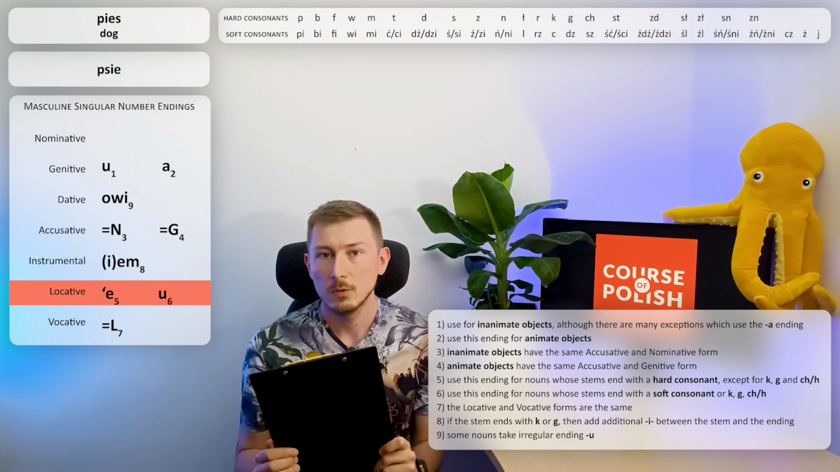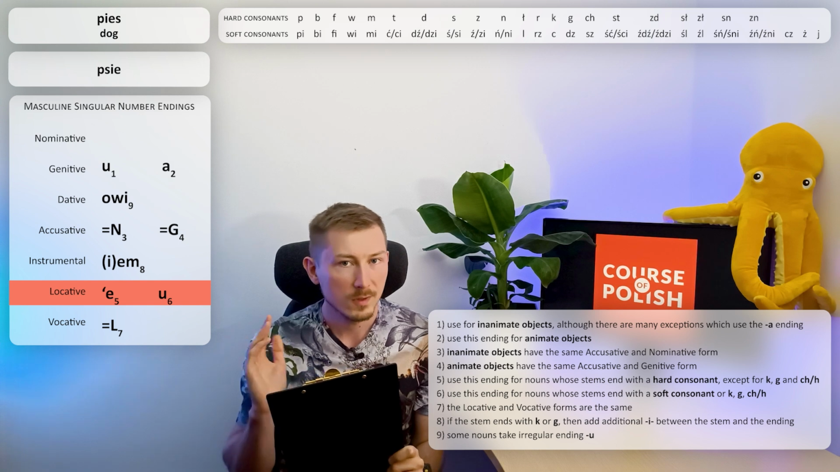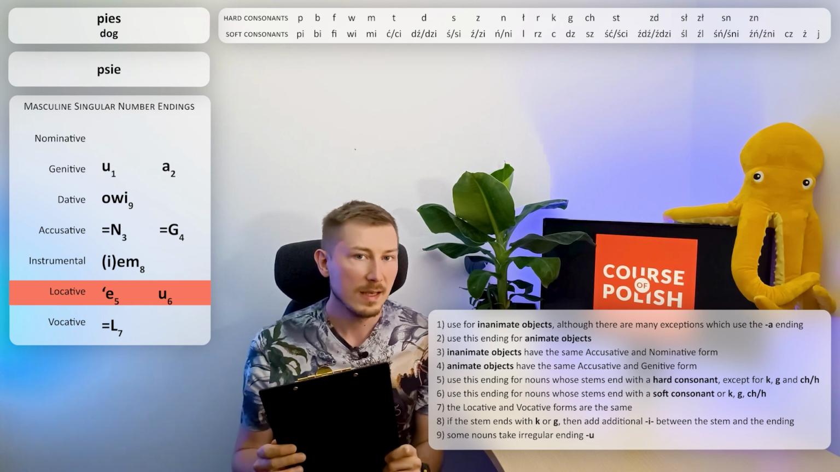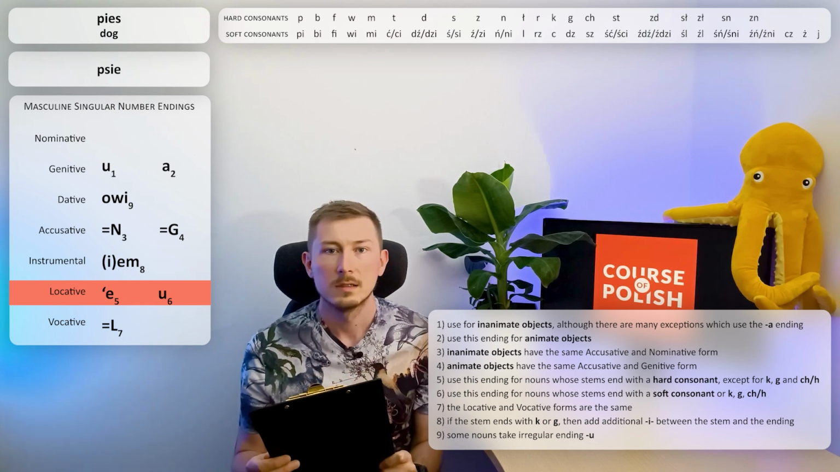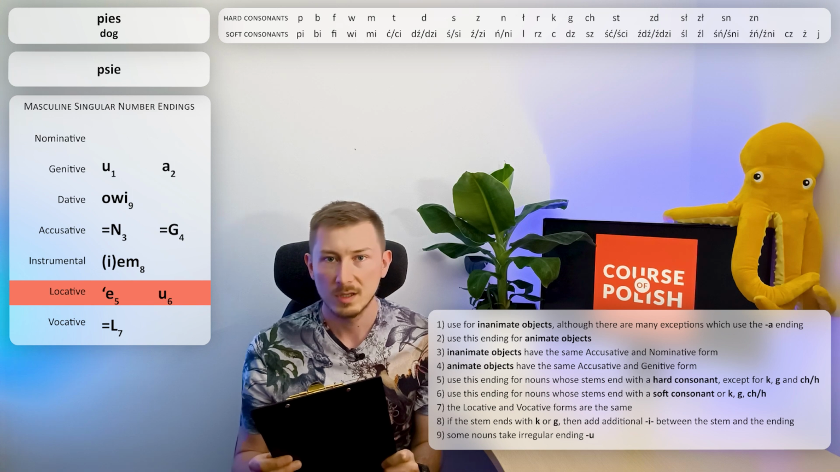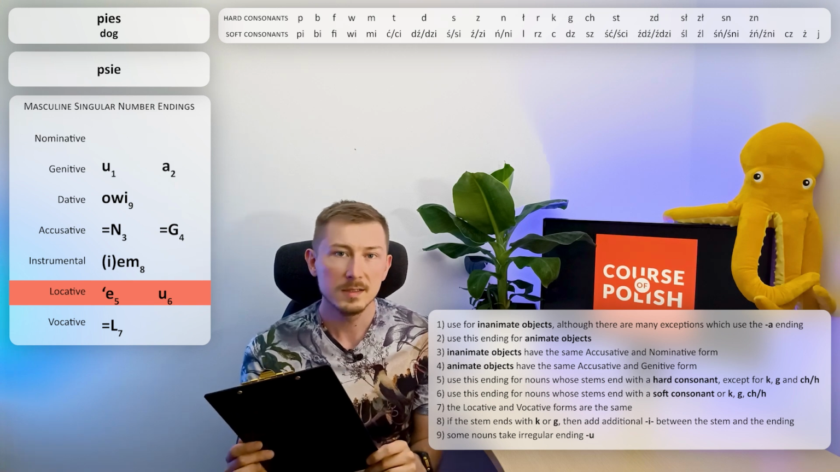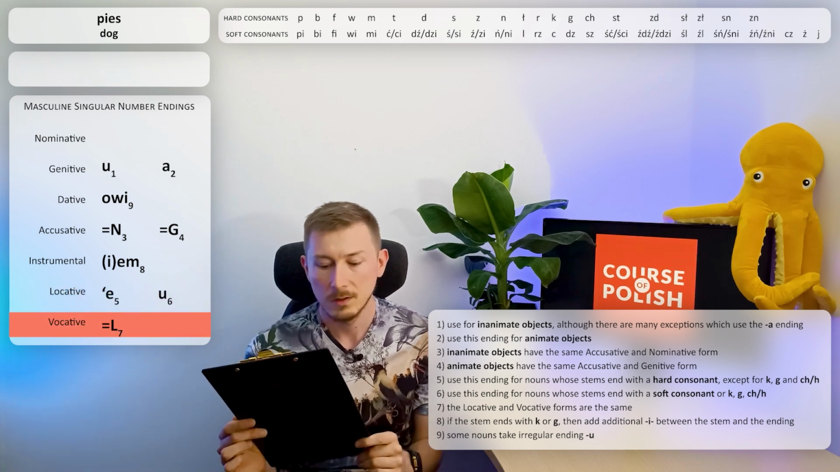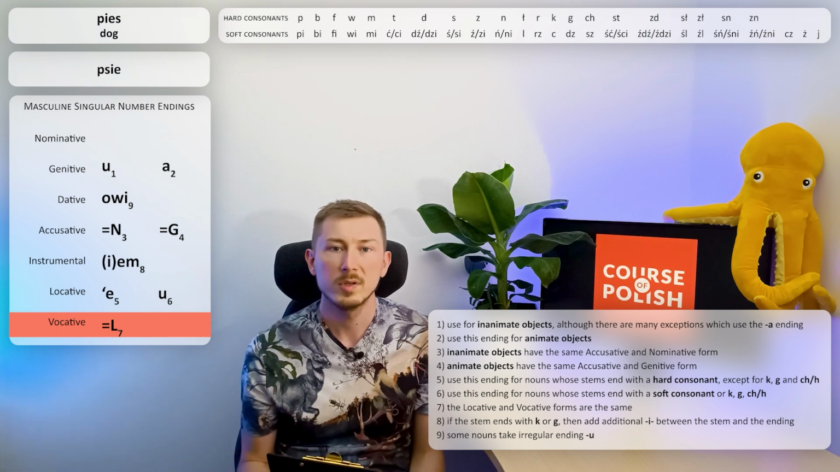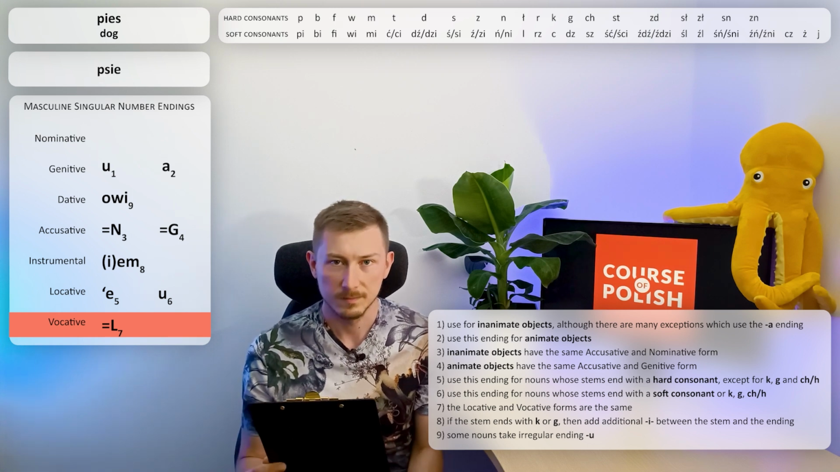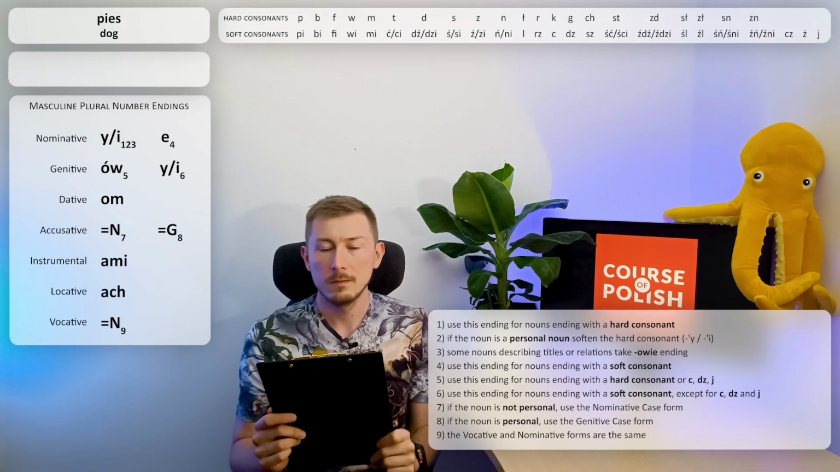Without softening, it would sound like this. Pse, pse. Try to hear the difference. Pse, psie. Pse, psie. And the last case, vocative, is the same as locative, so it will be psie, psie. Let's continue with plural forms.